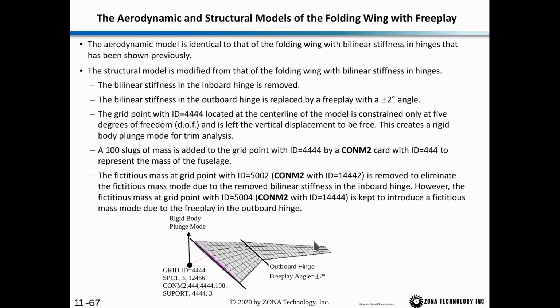And the grid point with ID 4444 located at the center line of the model is constrained only at 5 degrees of freedom, and the vertical displacement is left free, which creates a rigid body plunge mode for the trim analysis. Additionally, a 100 slug mass is added to this grid point to represent the mass of the fuselage, and the fictitious mass at grid point 5002 is removed to eliminate the fictitious mass mode due to the removed bilinear stiffness in the inboard hinge. However, the fictitious mass at the outboard hinge is kept to introduce the fictitious mass due to the Freeplay in the outboard hinge.